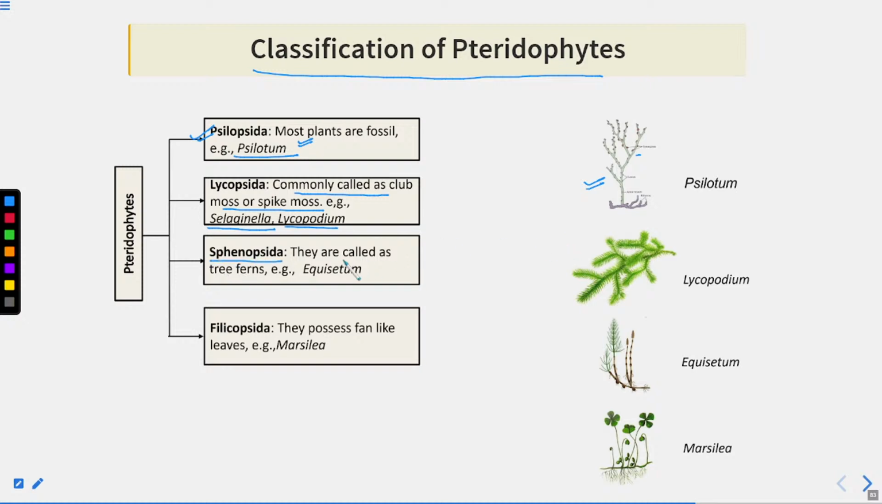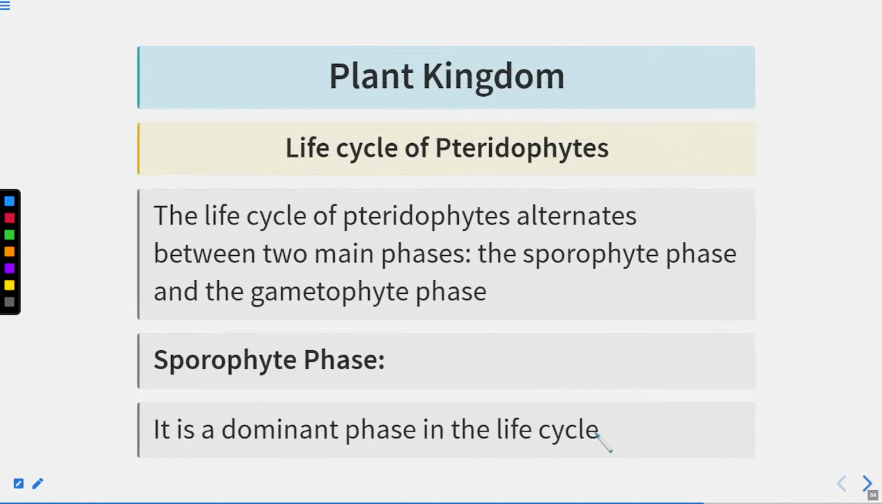Third type is the Sphenopsida. They are like tree ferns, and the example is Equisetum. This class has Equisetum. Pteropsida, they possess fan-like leaves. An example is Marsilea. This is an aquatic plant, Marsilea.